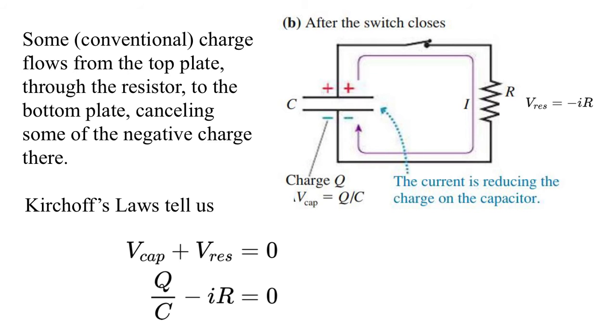Kirchhoff's law tells us that the voltage across the capacitor plus the voltage across the resistor is 0. Of course, the voltage across the resistor is negative. It's negative IR. No really good reason to have switched symbols here, but I guess we'll call this lowercase i to be consistent. The voltage across the capacitor, of course, is just the charge on the capacitor divided by capacitance. And the voltage across the resistor is the current times the resistance. And we know there's some current flowing now because there is some charge actually going through the wires. This, of course, sums to 0 by Kirchhoff's loop law.